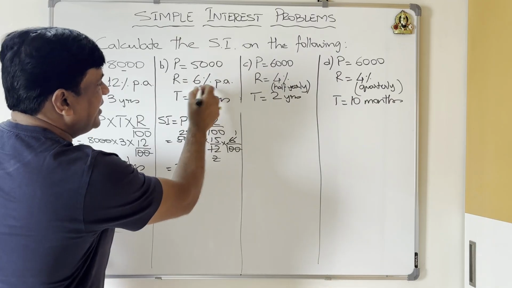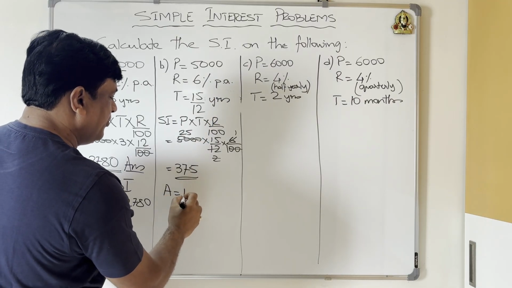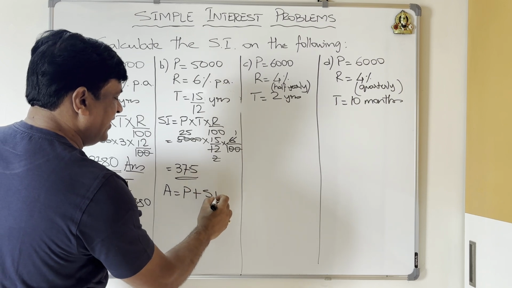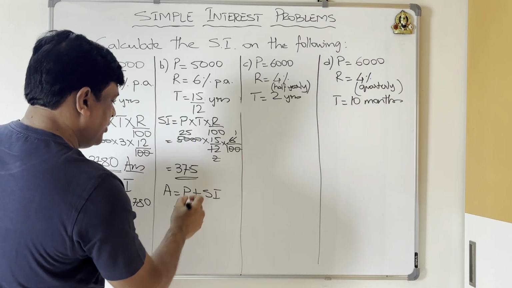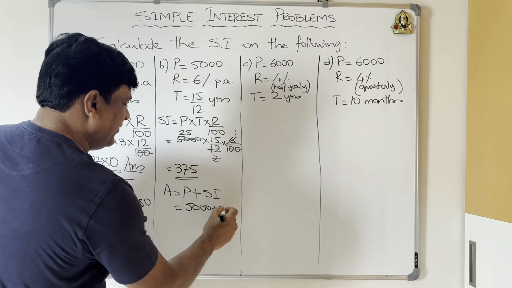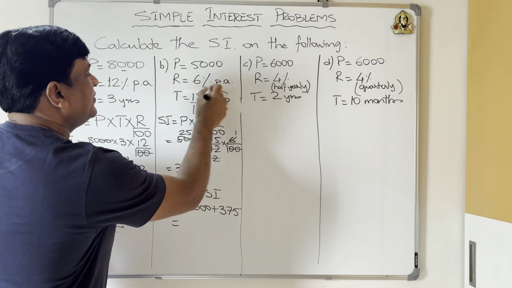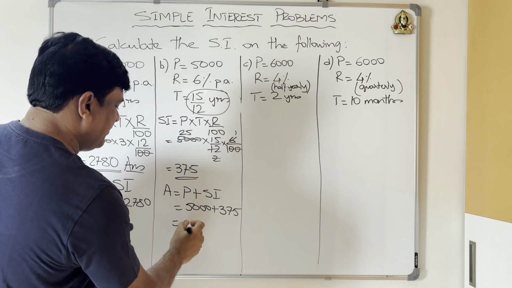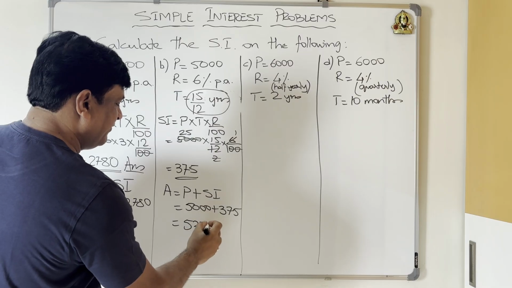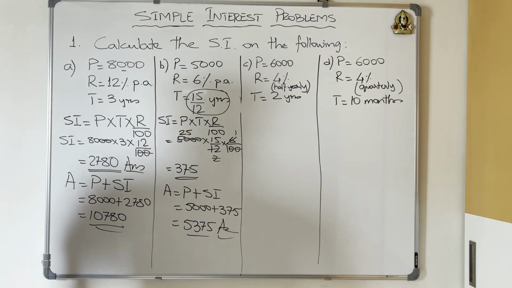Okay, at the rate of 6% per annum. Now, if they ask you to calculate the amount, you're going to simply put principal plus SI, which is equal to your principal, 5,000, plus 375. So the amount which you're going to get after that tenure is 5,375. Okay, understood? That's the second variation.